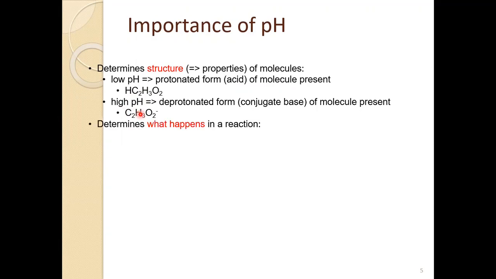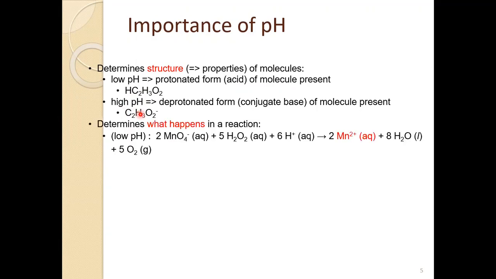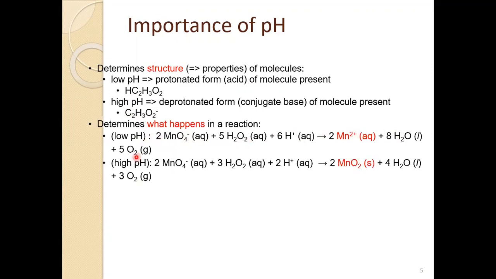It also may determine what happens in a reaction. So this is a reaction where we have these three substances reacting, and at roughly low pH, we get these three products. But the exact same three reactants at a high pH give you different products. In one case, you get this Mn2+ ion at low pH, but at high pH, you get a completely different product, MnO2 solid. So actually what happens in a reaction, at least in some cases, depends upon what the pH is.